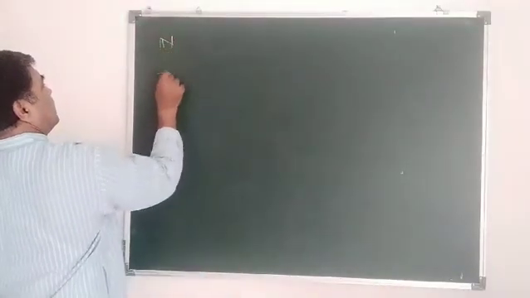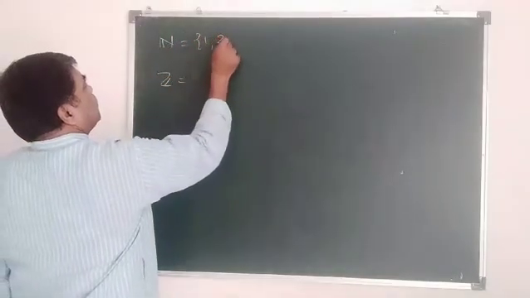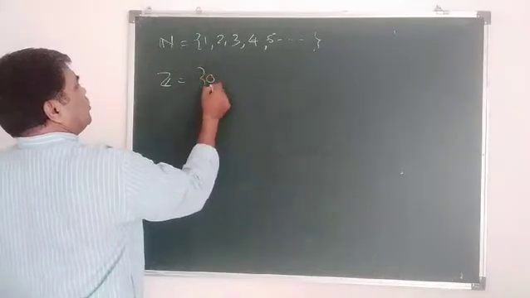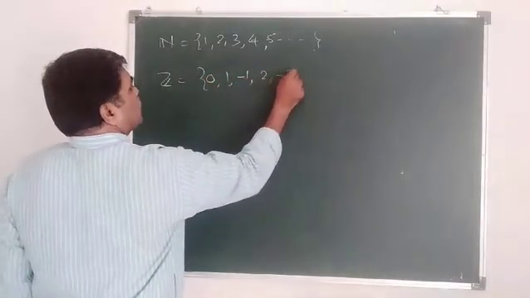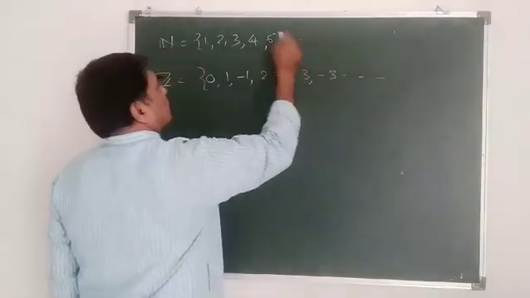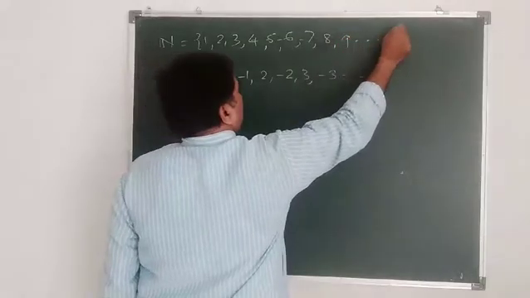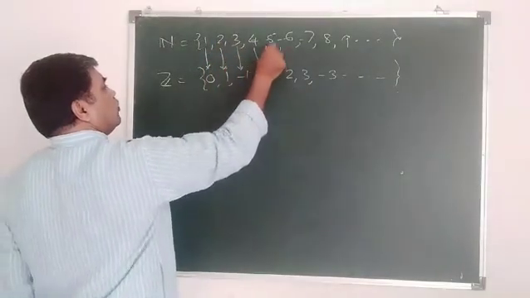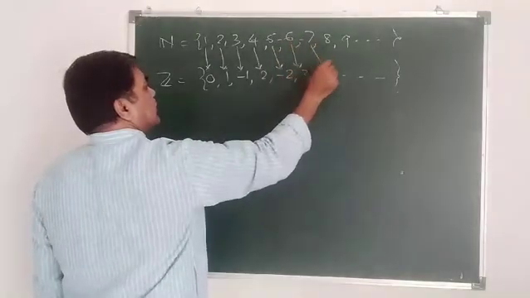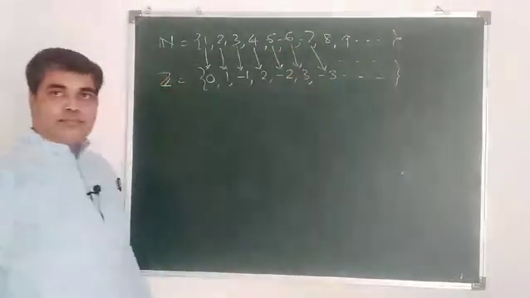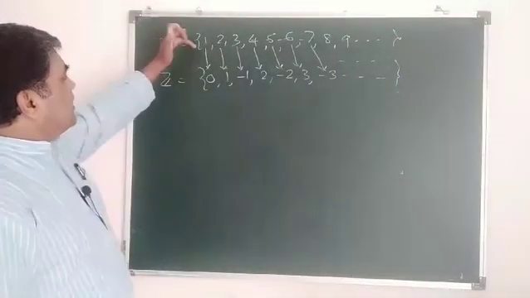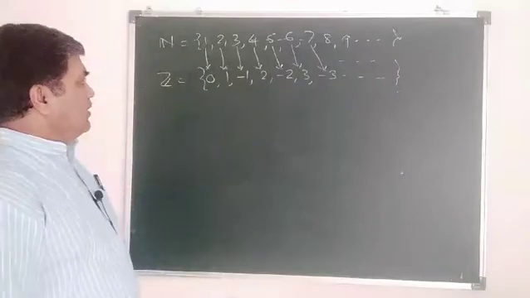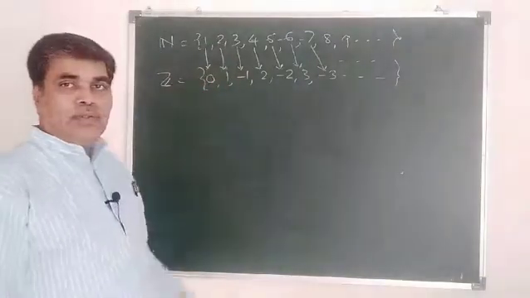If I take Z, the set of integers, and natural numbers 1, 2, 3 and so on, here 0, 1, minus 1, 2, minus 2, 3, minus 3 and so on. I relate 1 to 0, 2 to 1, 3 to minus 1, 4 to 2, 5 to minus 2, 6 to 3, 7 to minus 3 and so on. This means I am assigning odd natural numbers to 0 and the negative integers, while even natural numbers go to positive integers.